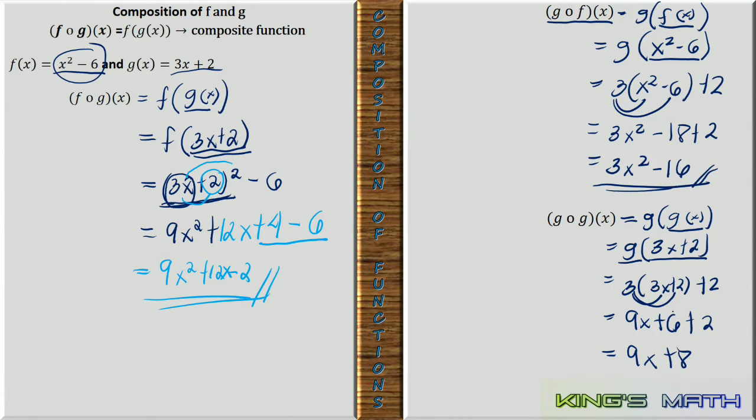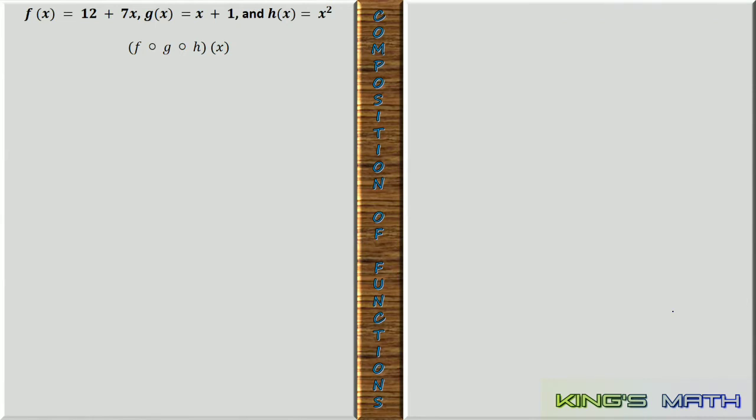Okay, let's have another example. Okay, we have here three functions. The first one is f of x equals 12 plus 7x. And then g of x equals x plus 1. And the last one is h of x equals x squared. And our task is to answer this one. And we can write this one as f of g of h of x.